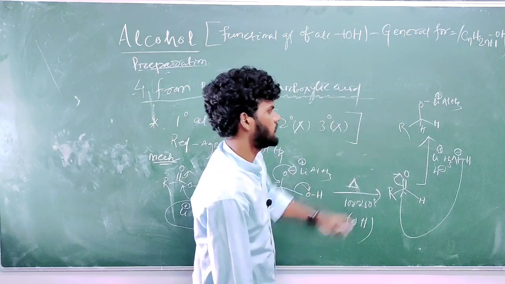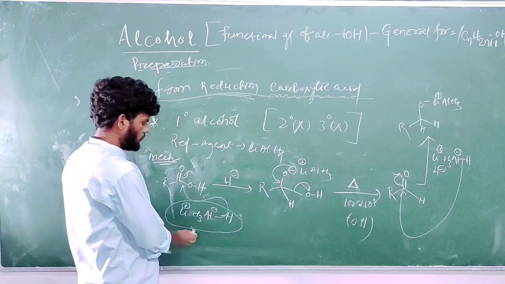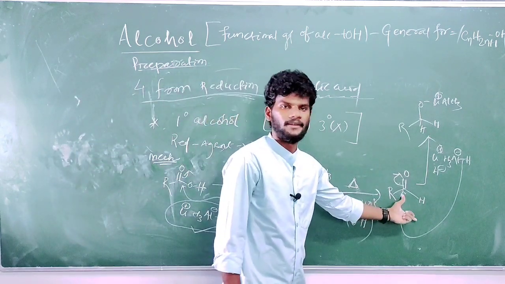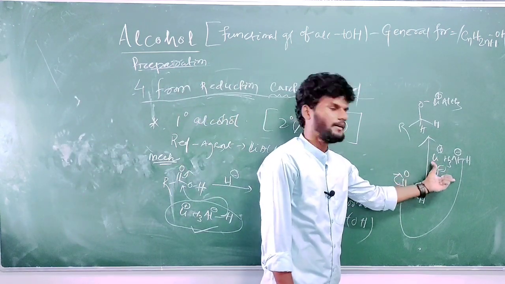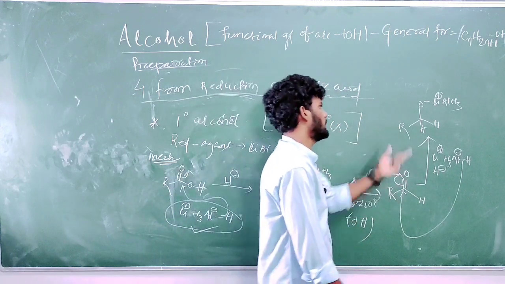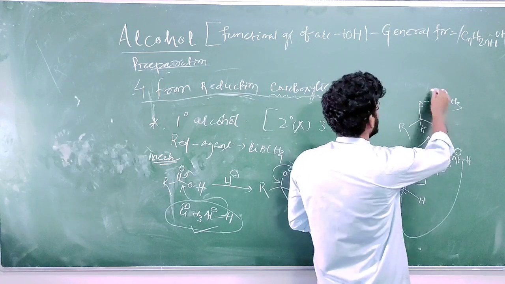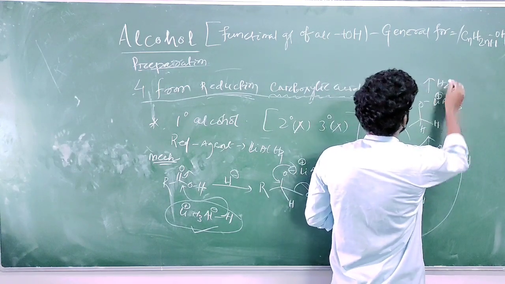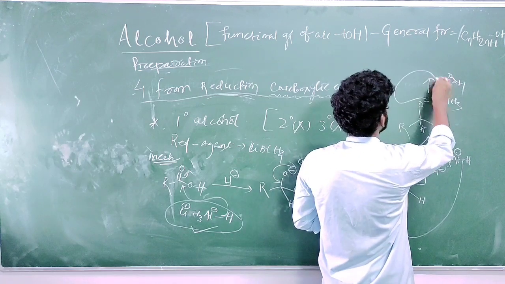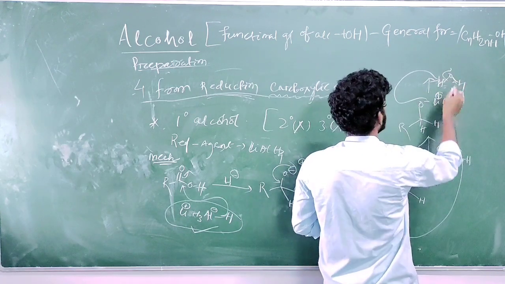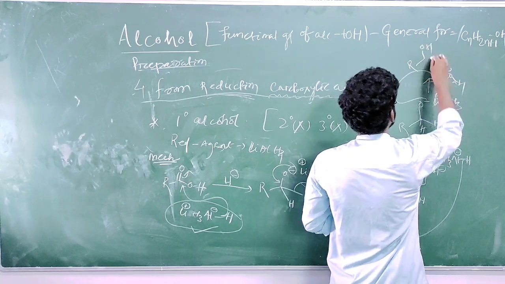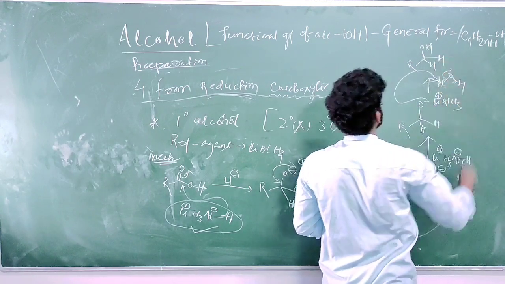So this is again the transition step. Here one mole of lithium aluminum hydride is used for reduction of acid to aldehyde. The next mole of lithium aluminum hydride is used to reduce the aldehyde to alcohol. If you add water, HOH, the negative charge takes up the hydrogen, and OH minus is released here. So what will form? R CH2 OH.